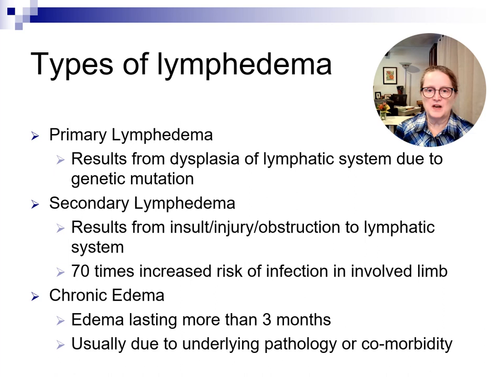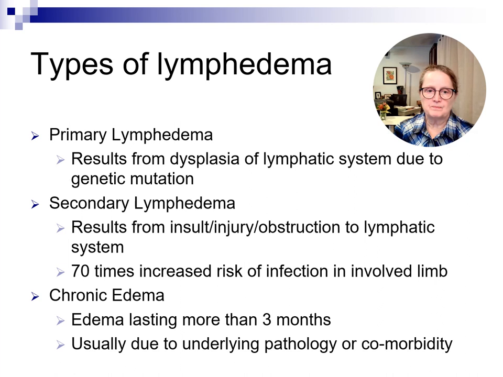Secondary lymphedema results from insult, injury, or obstruction of the lymphatic system. Patients with secondary lymphedema have approximately 70 times greater risk of developing infection in the affected limb or body part than in the unaffected areas due to impairment of the lymphatic system.